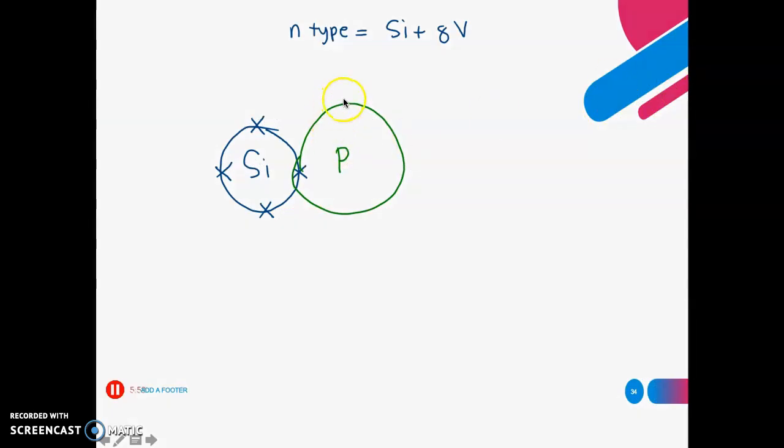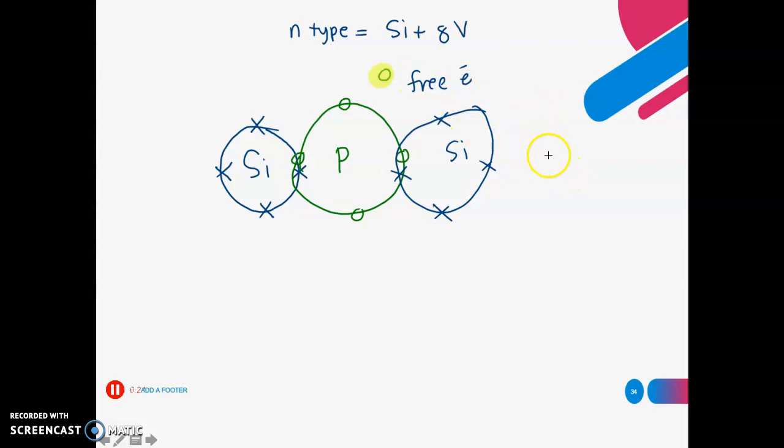Here you have 1, 2, 3, 4, and you have an extra electron here. So next, with the phosphorus, you have another silicon here. So you have 1, 2, 3, and 4. If you see here, there is an extra electron on top here. So this is what we call a free electron.